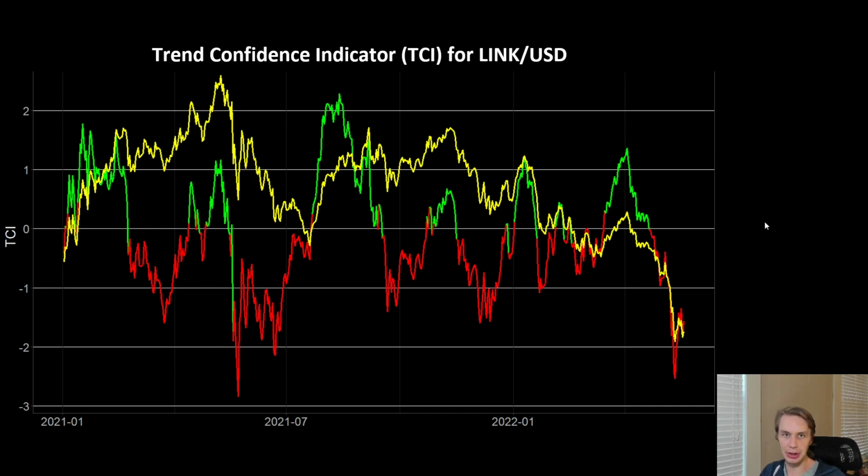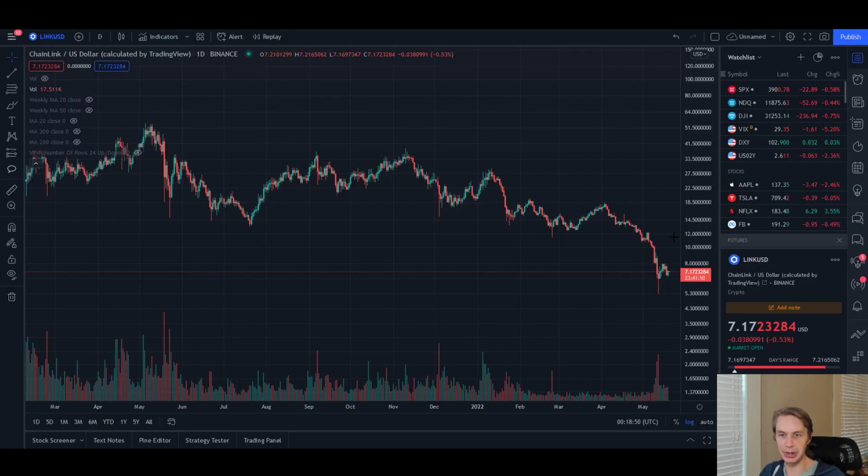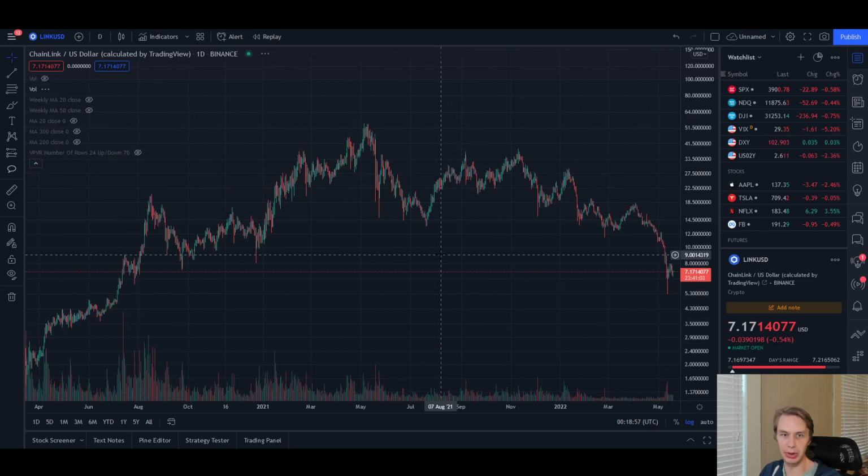Now, that's obviously not very hopeful. I think it's not suggesting that we're just going to go off to the races immediately. But I also want to talk about the flip side of Link as well. So I'm just flipping over here to the price chart, and that's the longer-term prospects of Link.